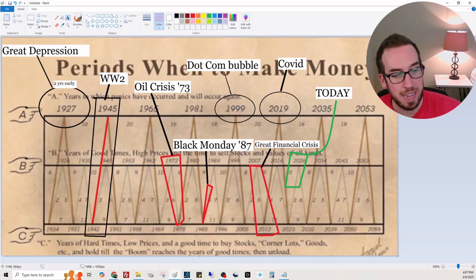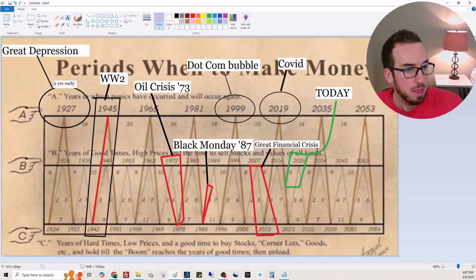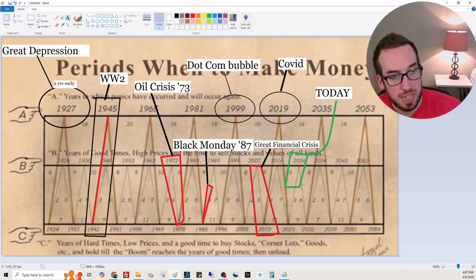The Black Monday event in 87 was in the middle of 85 going to 89. From the hard times to the good times, 87 was a speed bump. That Black Monday was a speed bump. I believe the market fell 20% that day. Moving on to the dot-com bubble, that was 2000, but this was 1 year early, 1999. Going down to the great financial crisis, from the years of good times down to the years of hard times.